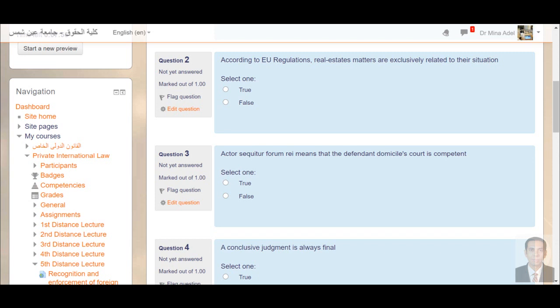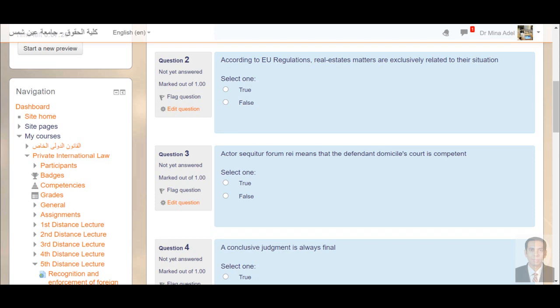So here we say according to EU regulation, the real estate matters are exclusively related to their situation. Of course, here we talk about Brussels 1 and Rome 1 regulation, applicable law and jurisdiction concerning real estate matters. So here we say that they are exclusively related to their situation. And as you know, we have normally an exception. Of course, a restrictive exception, but we do have an exception. So here we say exclusively is not correct. The word exclusively is the key of our answer.